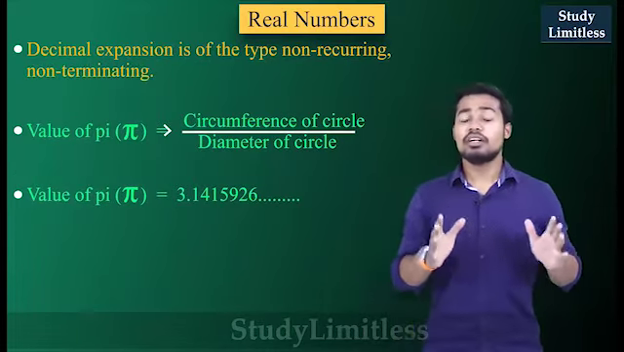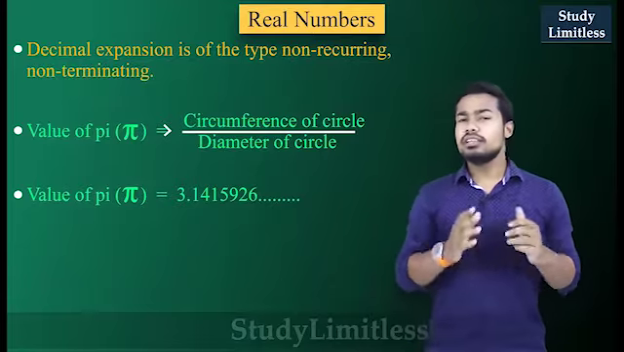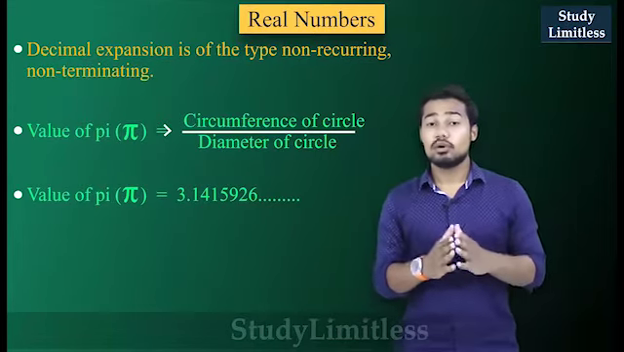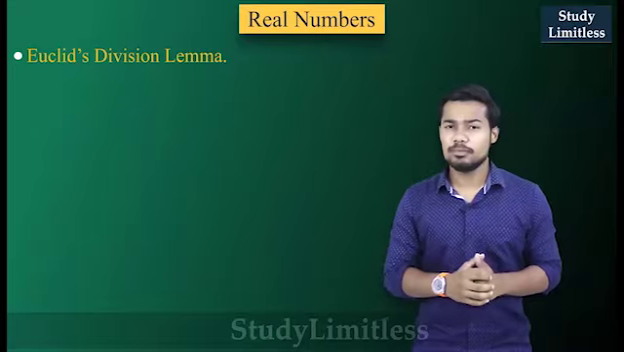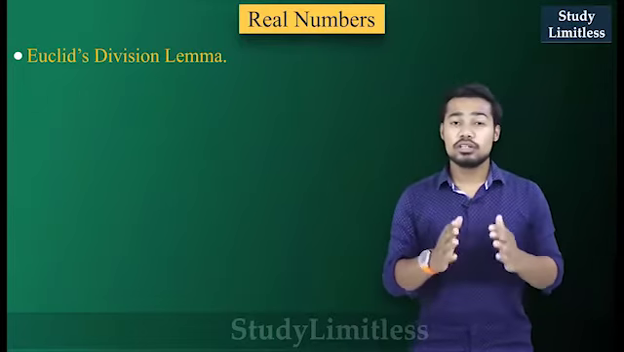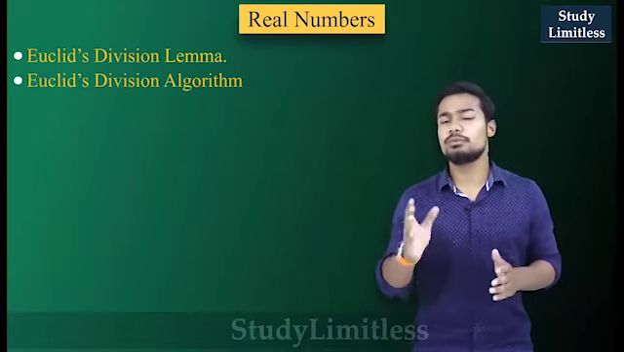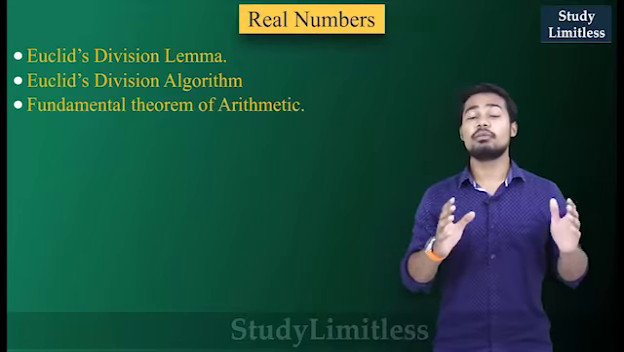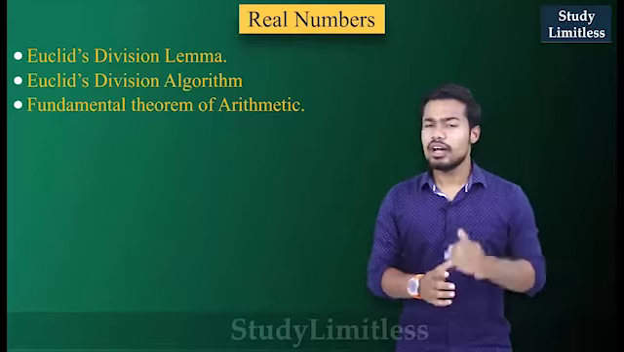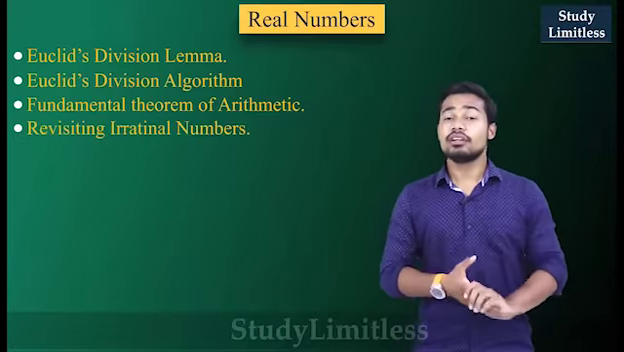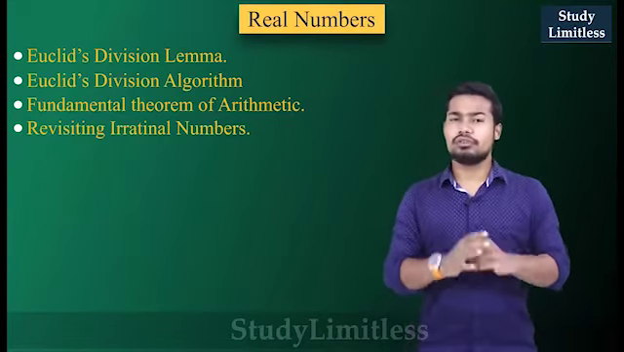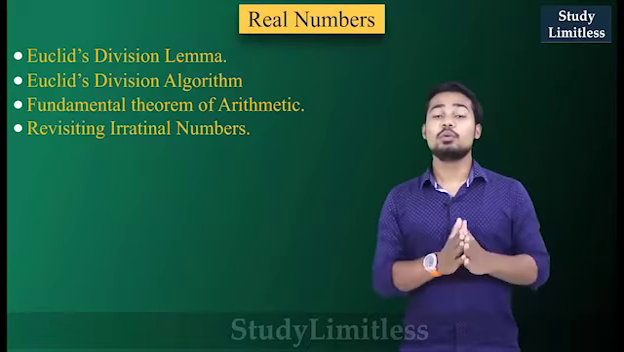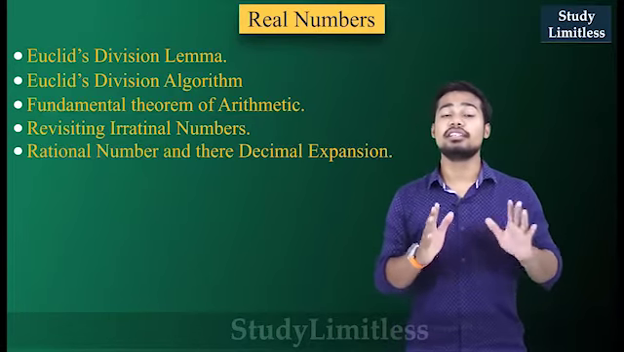Now, this was all about real numbers. So, in this chapter, first we will discuss the principle called Euclid's division lemma, and further we will go on to discuss Euclid's division algorithm, which is based on Euclid's division lemma, and further we will study the fundamental theorem of arithmetic. And after that, we shall study the irrational numbers, that means the proof of irrational numbers, and finally we will discuss rational numbers and their decimal expansion.